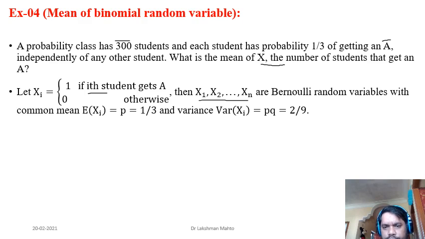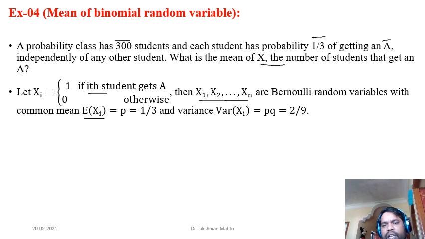It is very easy to calculate the mean of a Bernoulli random variable. What is the mean of a Bernoulli random variable? It is the probability of success itself. What is the probability of success? Success means getting a grade A, and that probability is given as 1 by 3. So the mean of any Bernoulli random variable is equal to the probability of success, and that is 1 by 3.